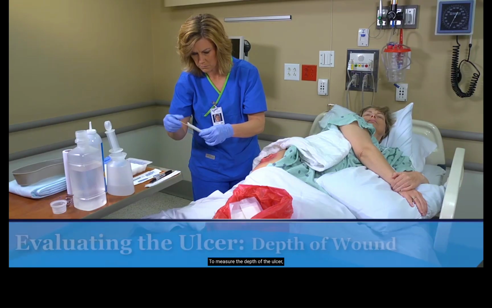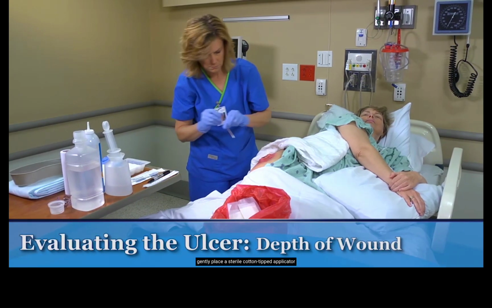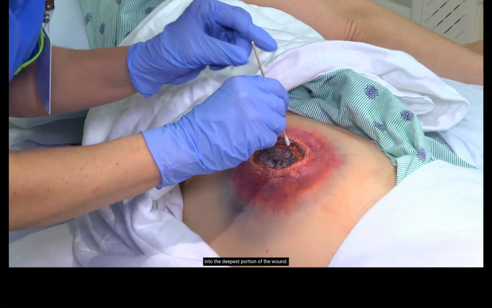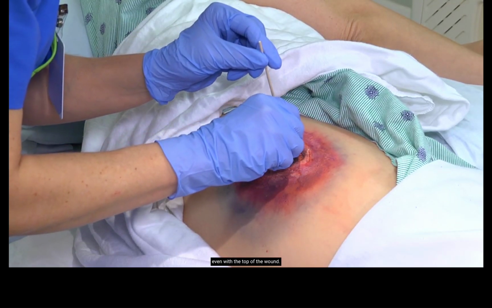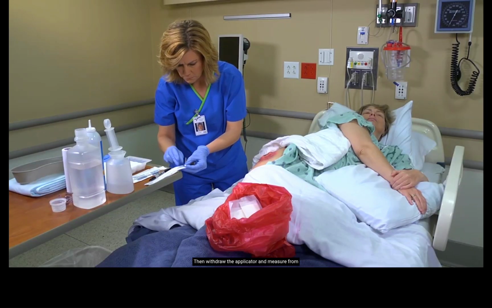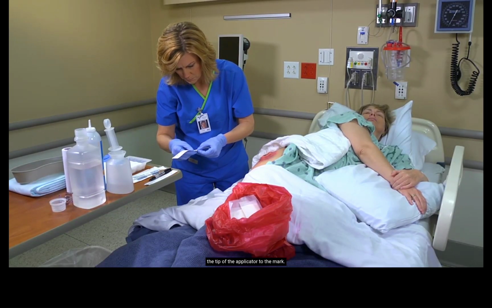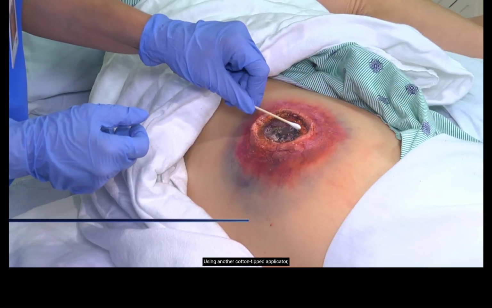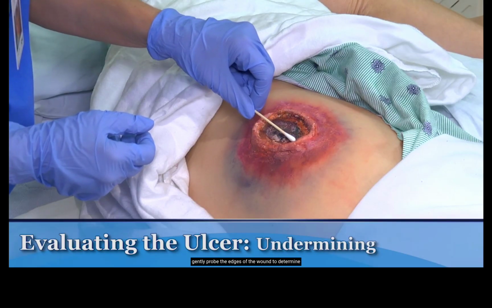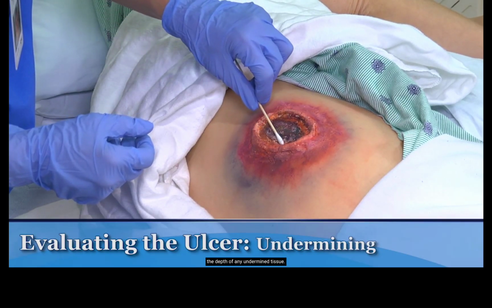To measure the depth of the ulcer, gently place a sterile cotton-tipped applicator into the deepest portion of the wound. Mark the point at which the applicator is even with the top of the wound. Then withdraw the applicator and measure from the tip of the applicator to the mark. Using another cotton-tipped applicator, gently probe the edges of the wound to determine the depth of any undermined tissue.